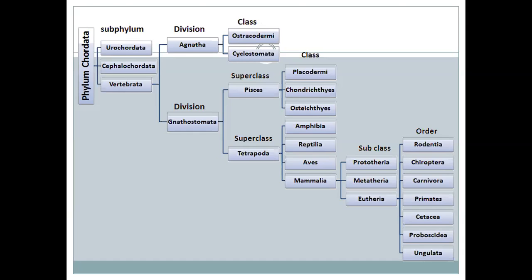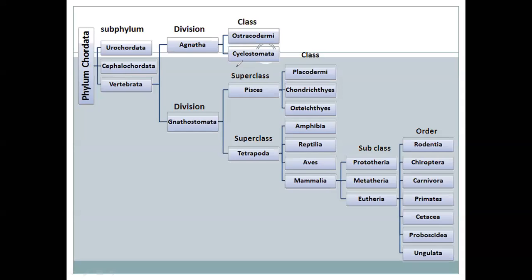When this Chordata is classified into two subphyla, one is Vertebrata, another one is Craniata. Vertebrata is also called Craniata. Why? Because all vertebrates possess a cranium or skull-like structure. So that's why all the vertebrates are called craniates also.